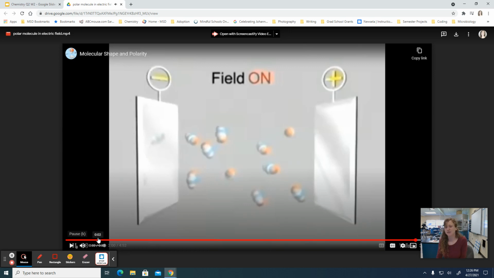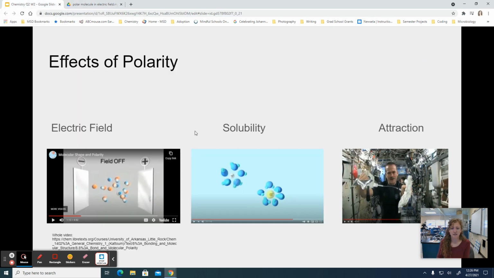Doesn't affect it at all. So a non-polar molecule is not affected by an electric field. All right. Let's look at solubility.